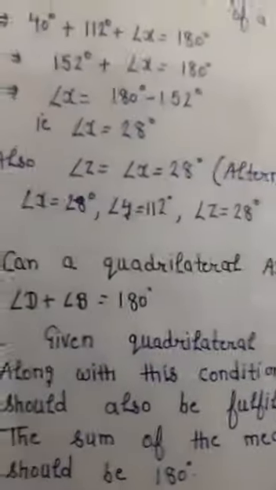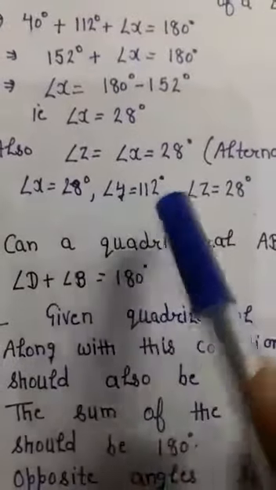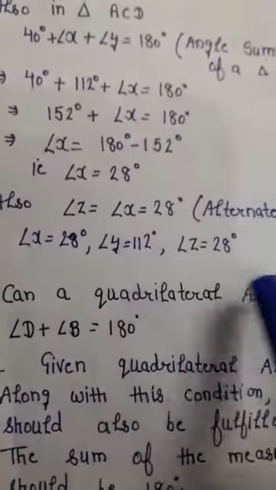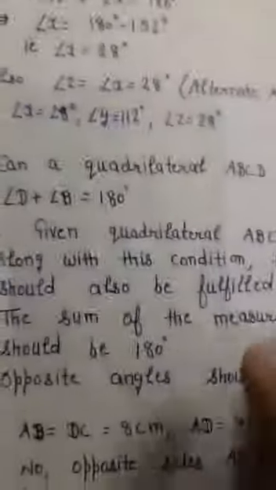If angle x is equals to 28 degree, then angle z is also 28 degree by the condition of alternate angles. Hence angle x 28, y 112 and z equals to 28 degree.